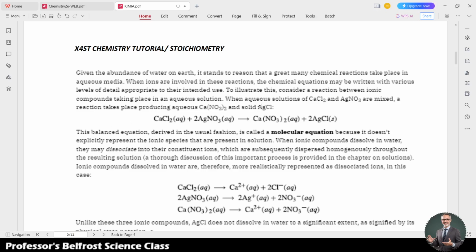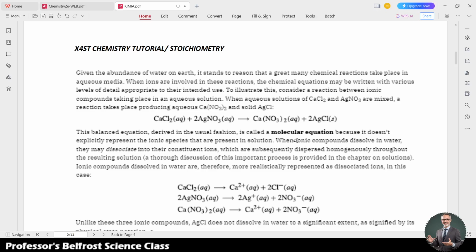For example, we have aqueous solutions of CaCl2 and AgNO3. Okay, they are mixed together and the reaction takes place to produce Ca(NO3)2 and solid AgCl. This balanced equation is called a molecular equation because it doesn't explicitly represent the ionic species that are present in the solution. What are ionic species? It means that, for example, CaCl2 will split into Ca2+ and 2Cl-. That is the ionic species that's meant.